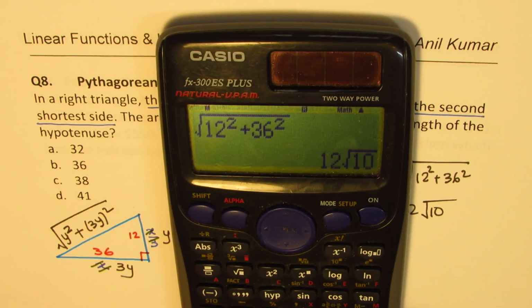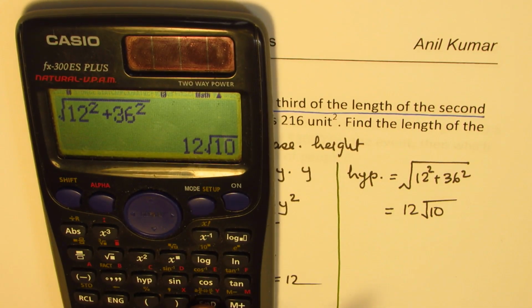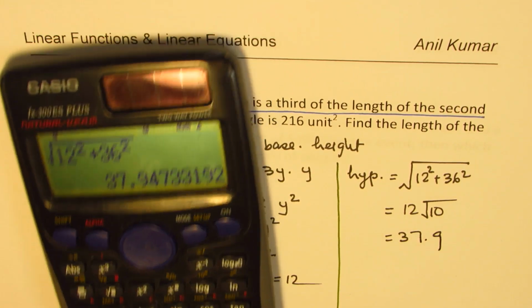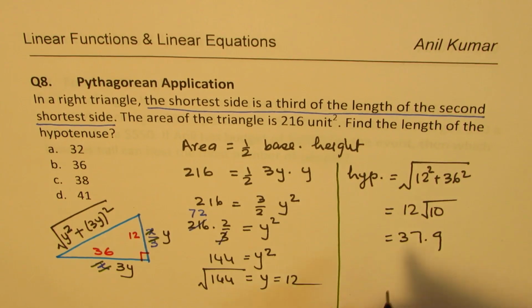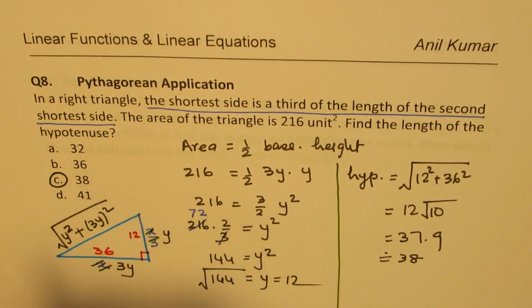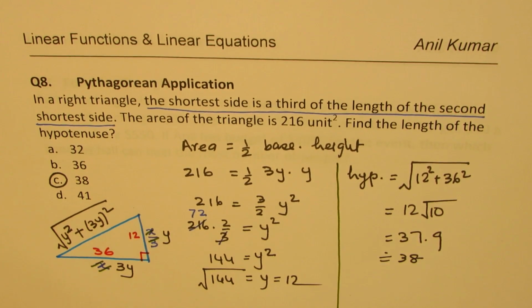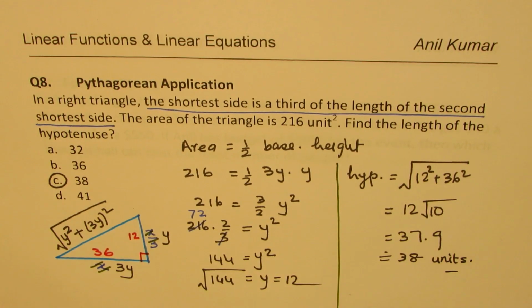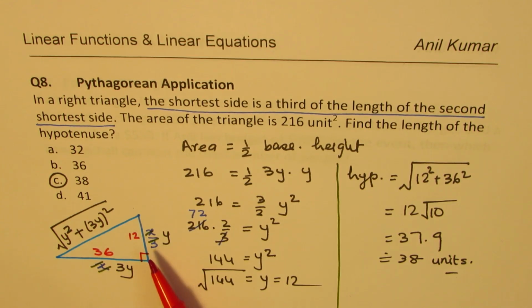The answers are rounded, right? So we'll just take decimal equivalent, and that gives you 37.9. So the answer is 38, right? So it could be rounded to 38 units, which is option C, right? Does it make sense to you? So 38 units is our answer. So I hope you understand the strategy involved. It is very critical to define the variables correctly so that you can easily get to your solution.